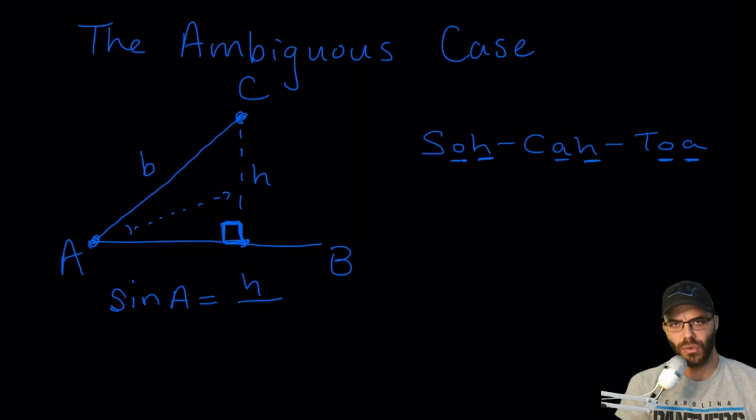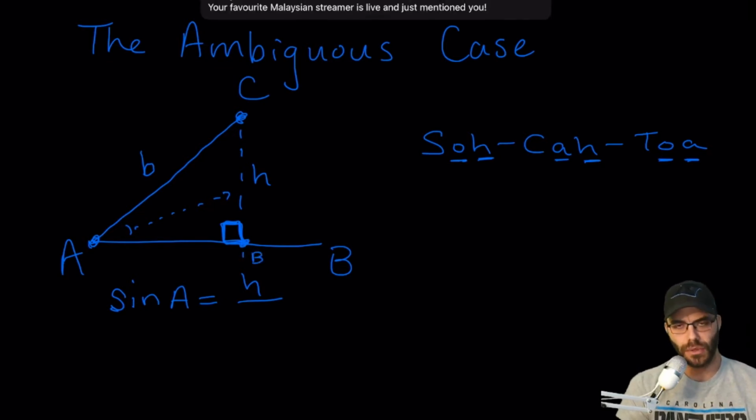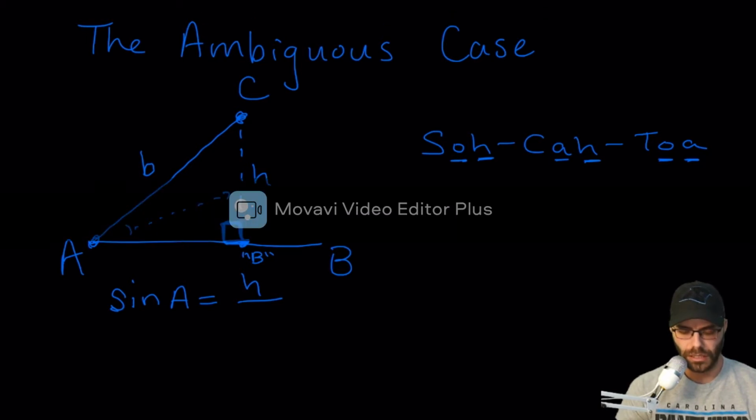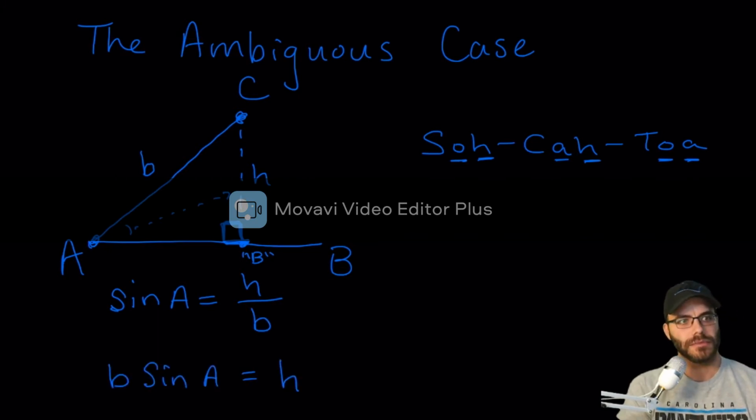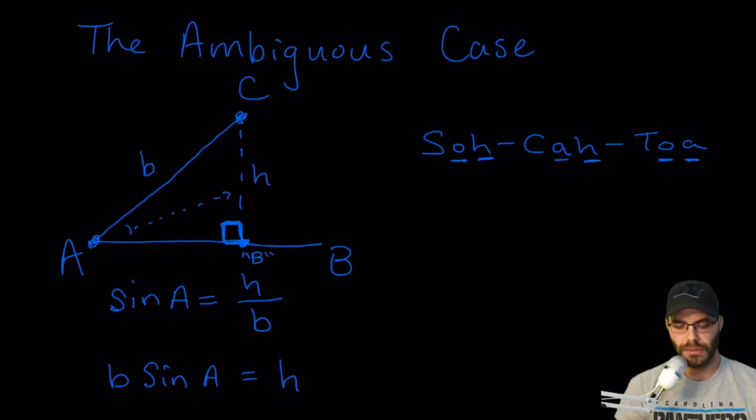All right, now what can we do to get H by itself? Well, we can multiply by side length B. So B times sine A is equal to H. Okay, so that is very, very important. So keep that picture in mind.